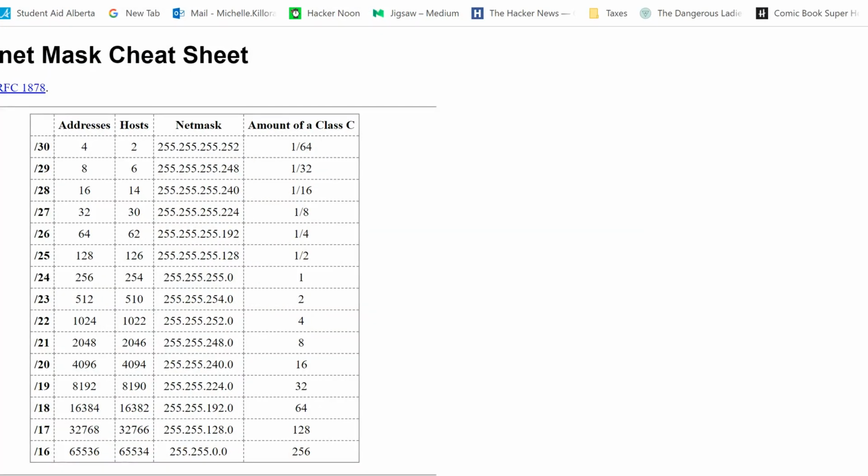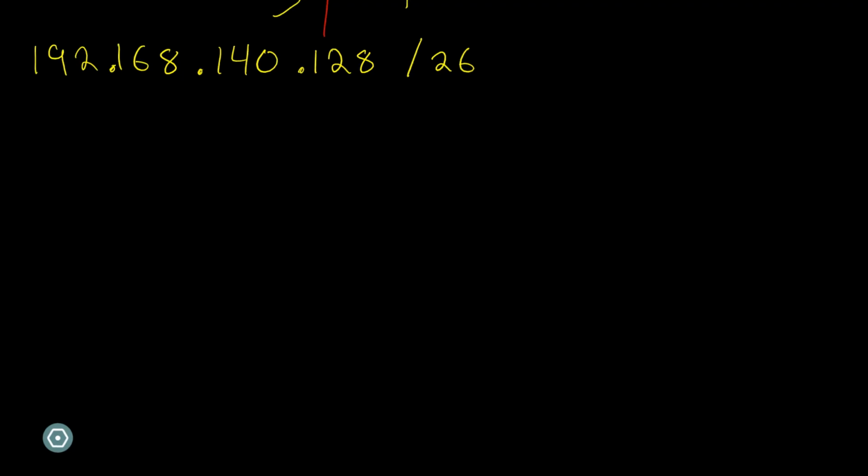So we're going to look back at our subnet mask cheat sheet. If we're looking at 14 network addresses, we're looking at a /28 network. So I'm once again going to be splitting this network into quarters. I'm going to write it out in binary: 1, 0, 0, 0, 0, 0, 0, 0. The current network split is at /26, so everything to the left of that is going to stay the same.